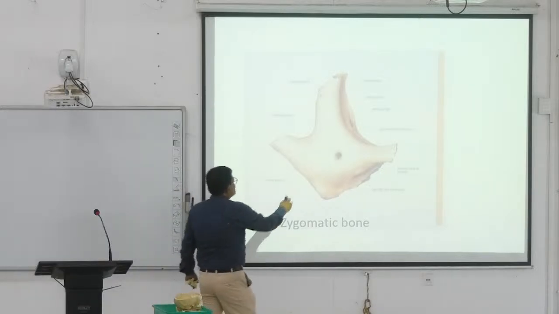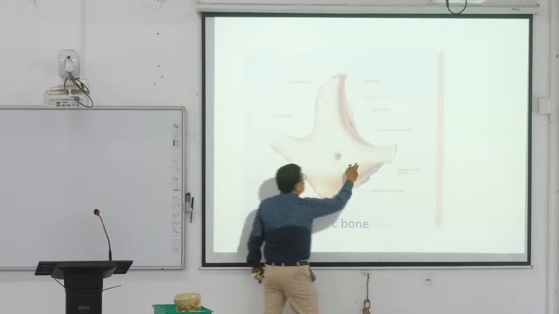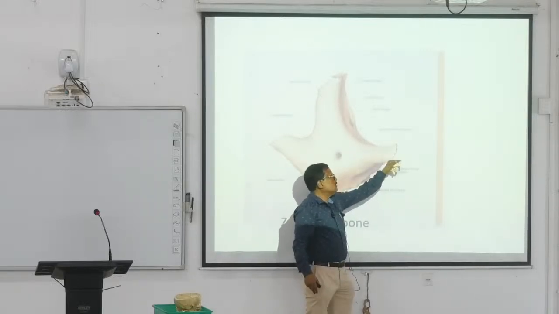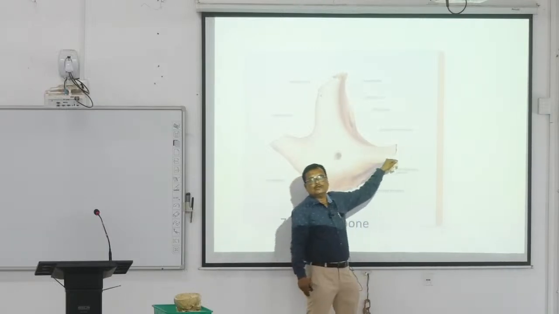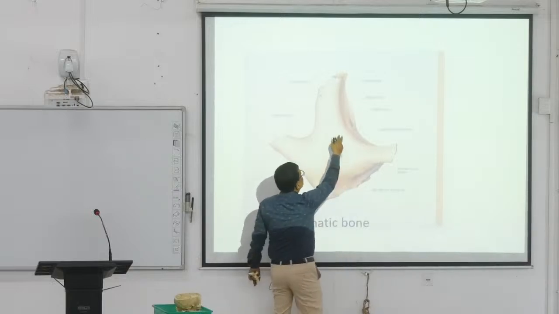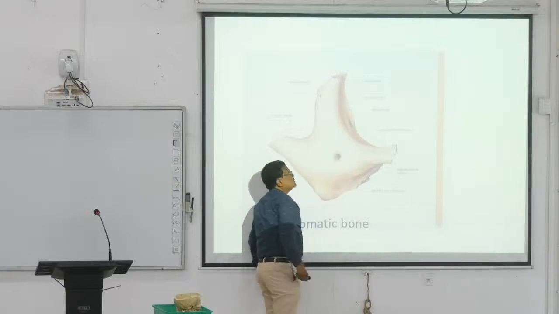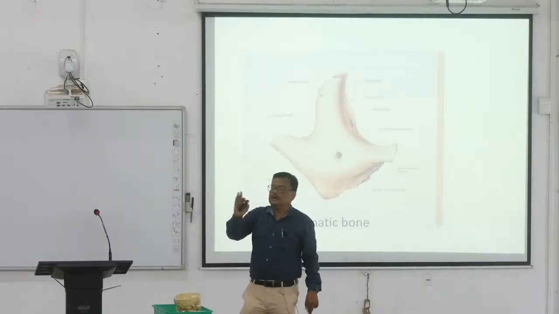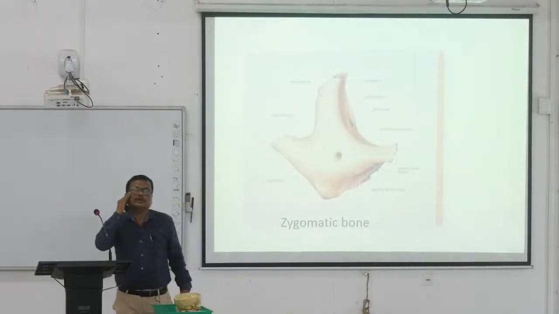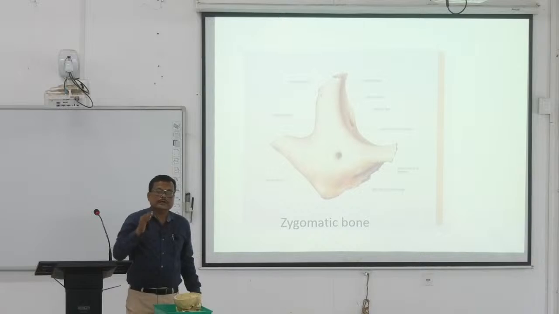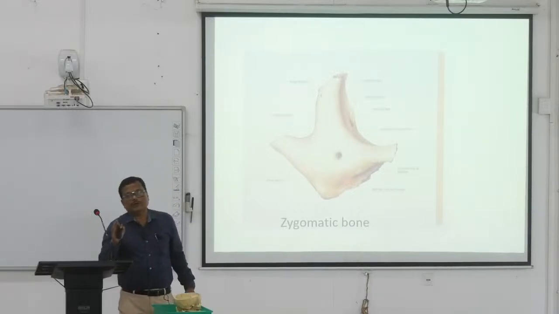The zygomatic bone has got a body, and this is the maxillary process which joins with the zygomatic process of the maxillary bone. Already I have told you this is the zygomatic arch. And this is the orbital process, and this is the orbital surface, part of the boundary of the orbit. So the zygomatic bone is a very important bone situated here and takes part in many surfaces of the boundary of the orbit.